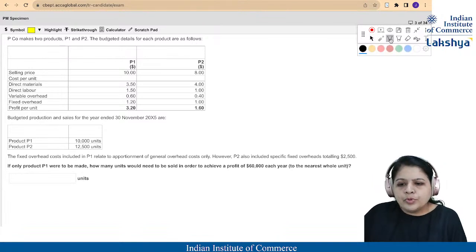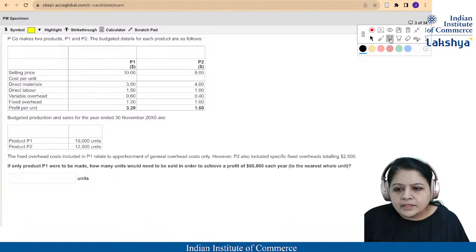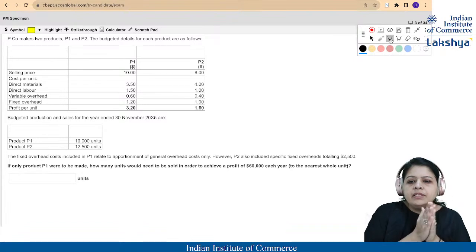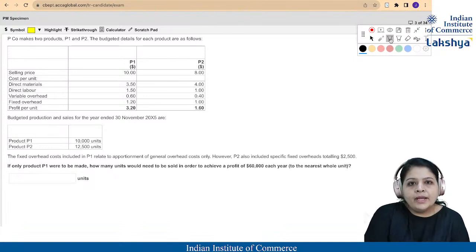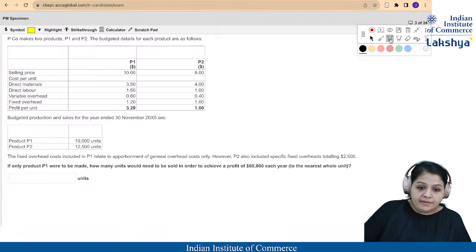P company makes two products, P1 and P2. The budgeted details for each product are as follows. Selling price is given for both. Direct material, direct labor, variable overhead is given, fixed overhead is given, and profit per unit is given. Budgeted production and sales for the year ended 30th November 2015 are P1 10,000, P2 12,500. The fixed overhead cost included in P1 relates to the apportionment of general overhead cost only. However, P2 also includes a specific cost of 2,500.